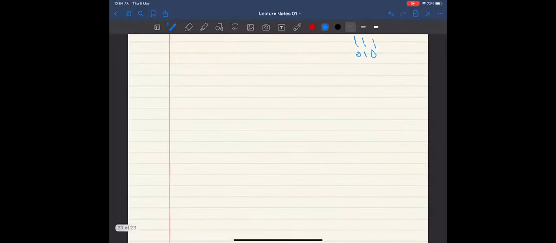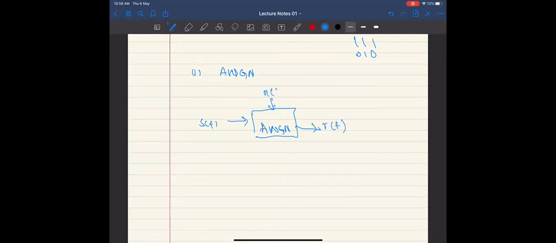So firstly, I'll talk about the AWGN. So what is AWGN? AWGN stands for additive white Gaussian noise. So we have the input here, which is the s(t). I'll explain each of these terms, and then we have the AWGN channel, and then we have the r(t). And inside this AWGN, there is a noise which we call n(t).